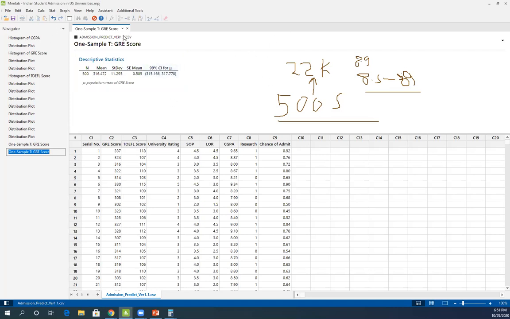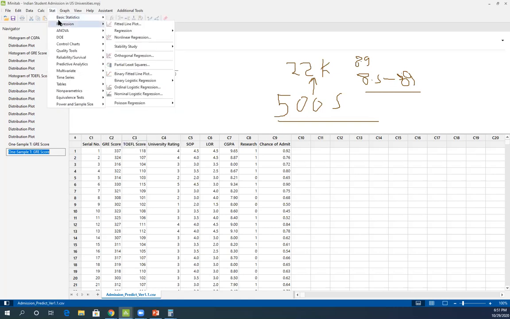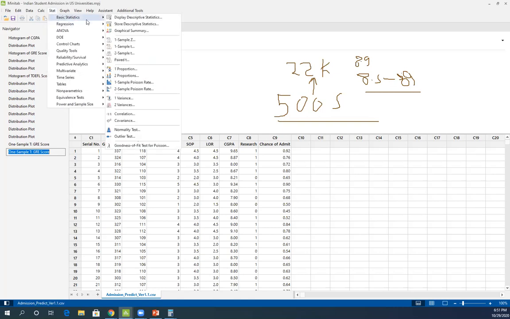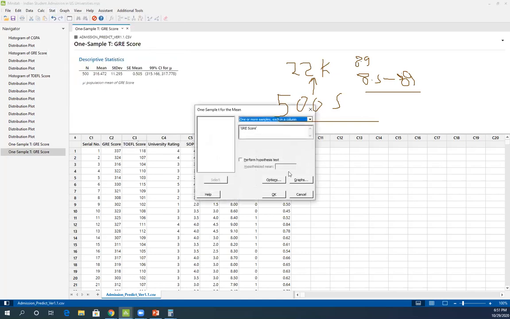Now I do the same thing. If I take 90%, this will be narrower, because I am taking more chance, more risk, 10% risk. Here only 1% risk is there. Therefore the confidence interval is bigger. Let me do this for 90%. So let me do this with 90%.